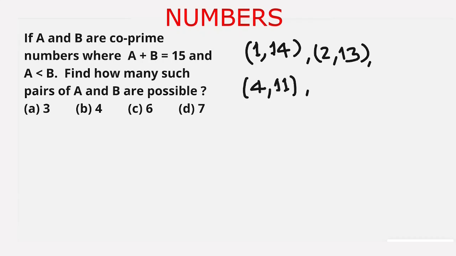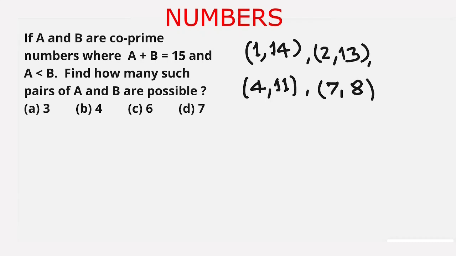Next is 5 and 10. And 5 and 10 are not co-primes, as 5 times 2 is 10. 6 and 9 both have common factor 3, so 6 and 9 is also not possible. Then next pair is 7 and 8. Both are co-primes. Now again, if we go on, it will start repeating 8 and 7, but A is less than B, so here 7 is less than 8.